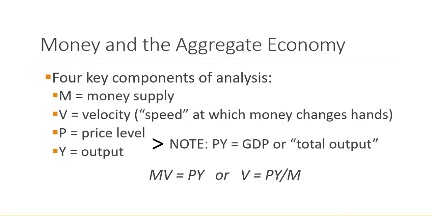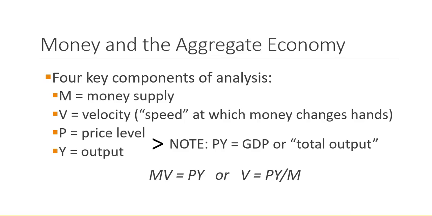Here we're going to see relationships among four components that relate to money and the aggregate economy. So our four variables are M, which is the money supply, V, which is the speed of money, velocity, how quickly money moves, P is price levels, and Y equals output. P and Y have a close relationship. P is a currency amount, a monetary amount, and output is a unit number. And when we multiply P times Y, we have GDP, or what we could refer to as total output.